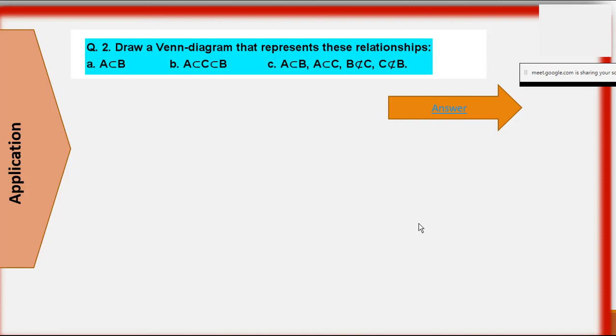Now move to the answer part. Let me check the answer. Please check your answer with this solution. Now the first diagram. Let me show you the first diagram, dear students. I will click here. A is the subset of B. If it is correct, you may write correct in the chat box.